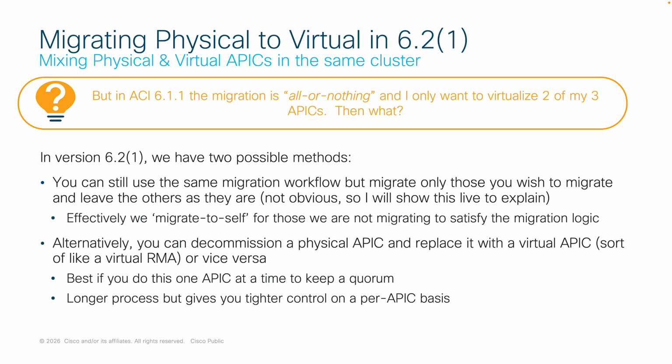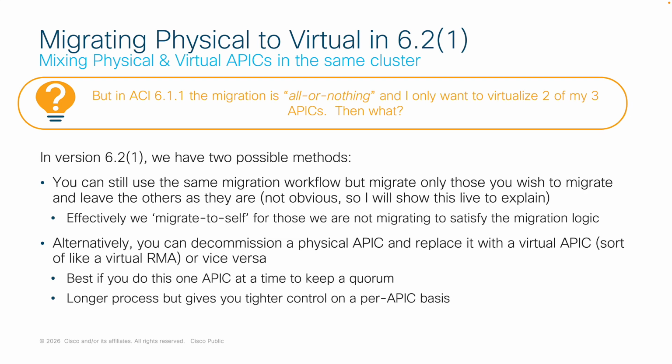The real next question goes, well, wait a minute, in 6.1.1, if I did that migration, it's really an all or nothing situation. But in my case, now with 6.2.1, I only want to virtualize maybe 2 of my 3 APICs, but not all of them. So what do I do in that situation? And I have good news for you. In 6.2.1, I'm not going to give you one method. I'm actually going to give you 2 possible methods. And I'll tell you which one I'm going to use for the rest of this video.